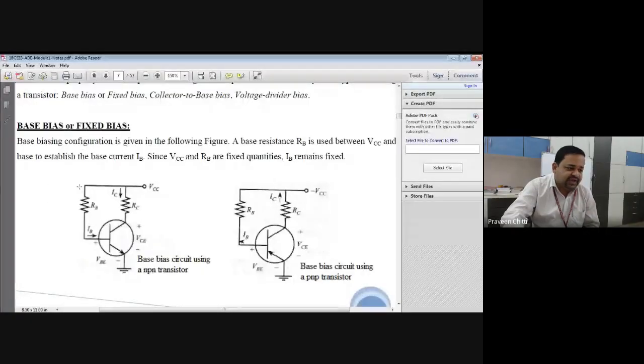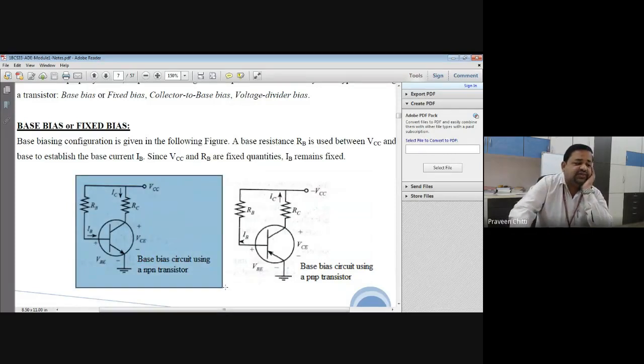This is the circuit diagram for a fixed bias circuit. This is the first one, so just concentrate on this first. This is the base bias circuit or the fixed bias circuit using NPN, and the other one is PNP. Whether it is NPN or PNP, the analysis remains the same. The only change between NPN and PNP is that all the directions of the current are reversed and the polarity of the voltages is also exchanged. You can see this highlighted portion of the circuit. This is the circuit of a fixed bias circuit or a base bias circuit.